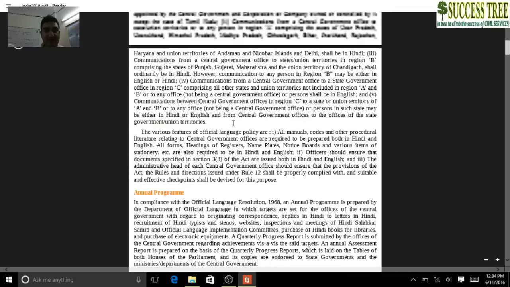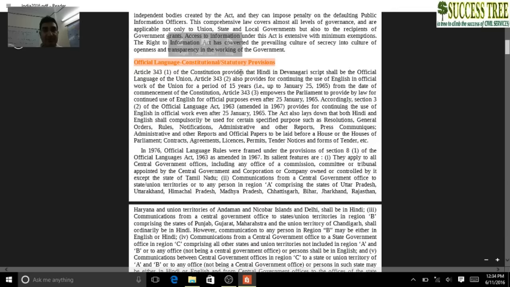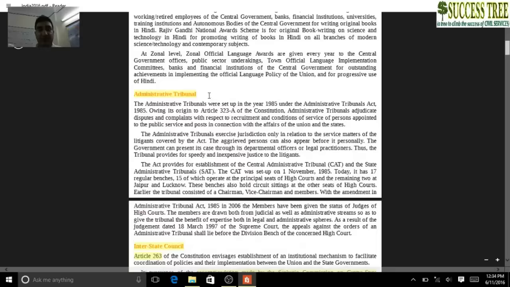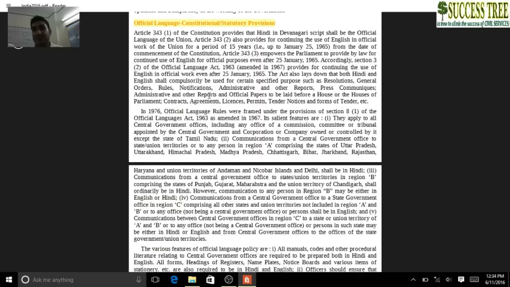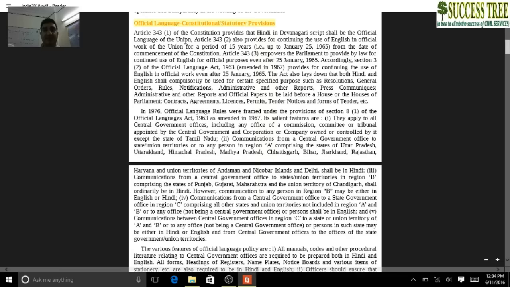Come to, before administrative tribunal, you have another topic, that is official language, constitutional statutory provisions. Only a couple of topics before that. So Article 343(1) of the Constitution provides Hindi in Devanagari script shall be the official language of the Union, and 343(2) provides continuing the use of English in official work of the Union for a period of 15 years, right?